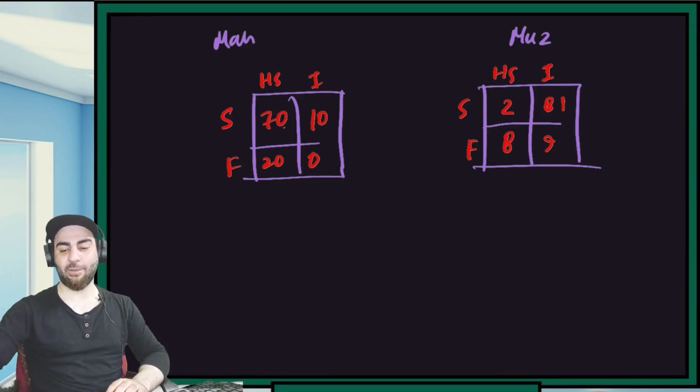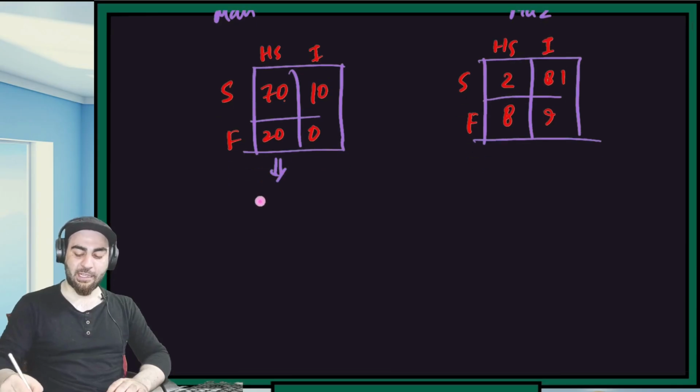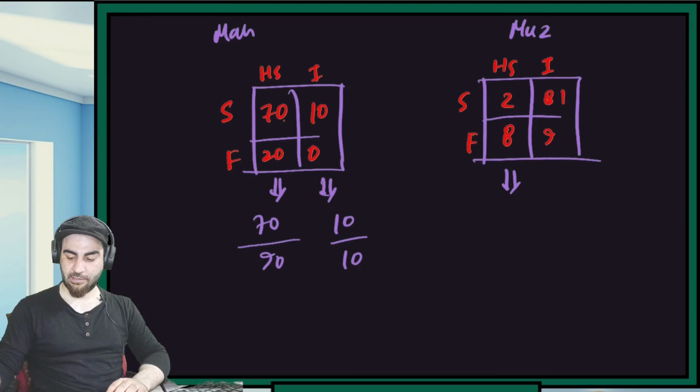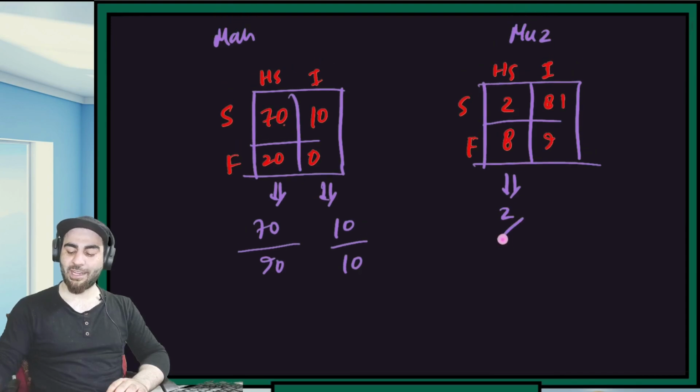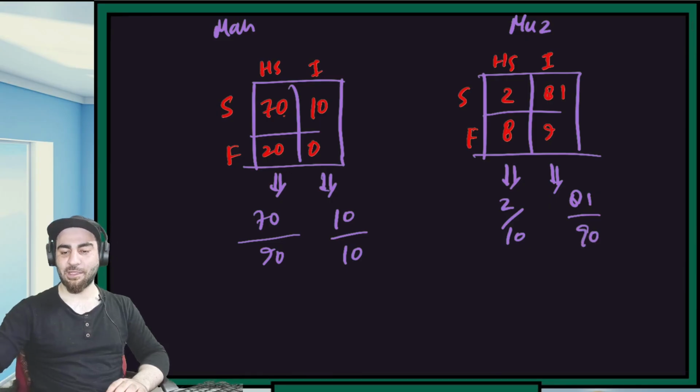If you now compute the success rate of the doctor for each individual surgery, the success rate over here for heart surgery is 70 divided by 90, and the success rate for injections is 10 divided by 10. In total he was successful all the time. For the other doctor, the success rate is 2 by 10, pretty bad, and for injections it is 81 by 90. I'm just calculating these numbers. I think I have these numbers written somewhere.